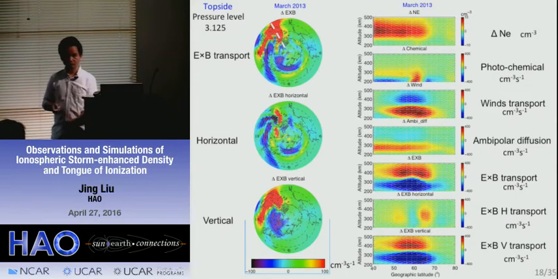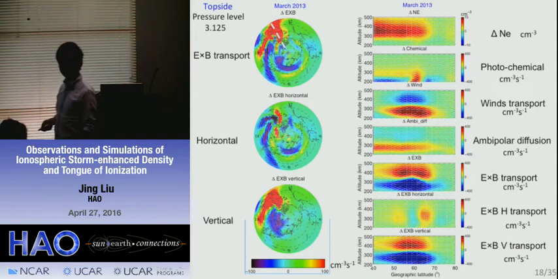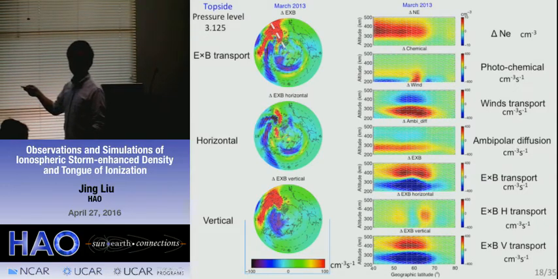Excuse me, why is E cross B transport in units of centimeter minus 3 second minus 1? Oh, sorry, I forgot to mention. This should be velocity. The absolute difference, storm time minus quiet time, the difference. No, I mean, why is E cross B in this unit? It should be velocity, right? Centimeter minus 3 second minus 1? Yeah, this is a change rate.